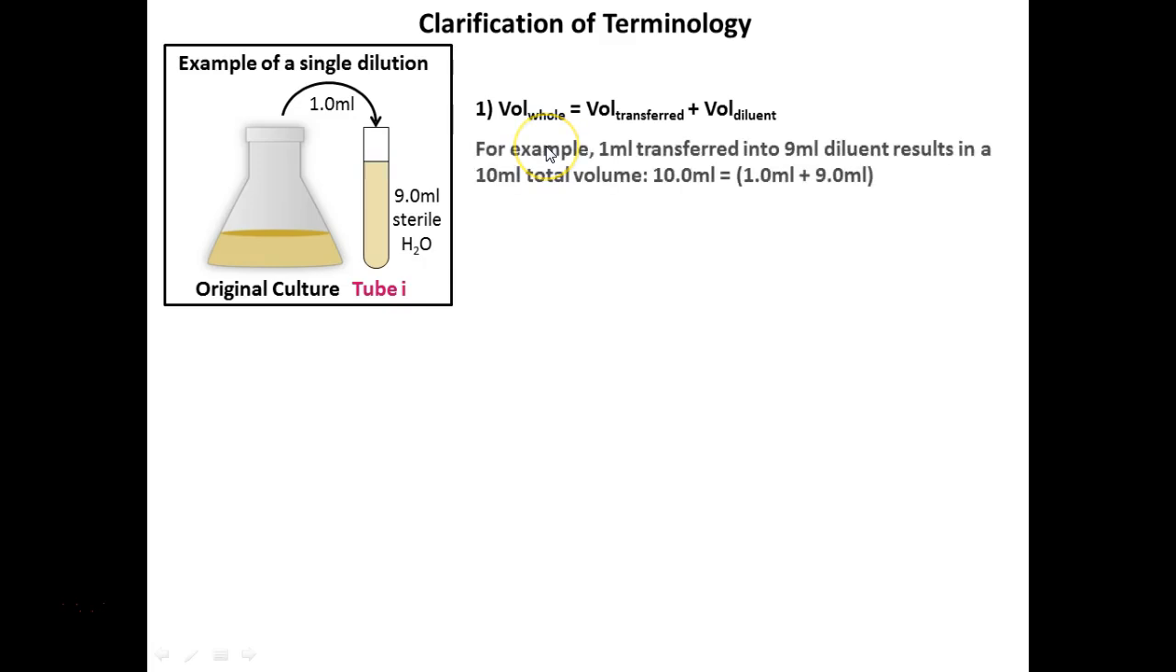So, some terminology that's utilized when we talk about serial dilution. We start with an original culture, right? And we're going to dilute into individual tubes. When we do that, we need to take into account how much we transfer, what our diluent is, and what our final volume will be. Sometimes this is referred to as the whole amount, right? So your transferred amount and dilution amount, that's your whole amount.